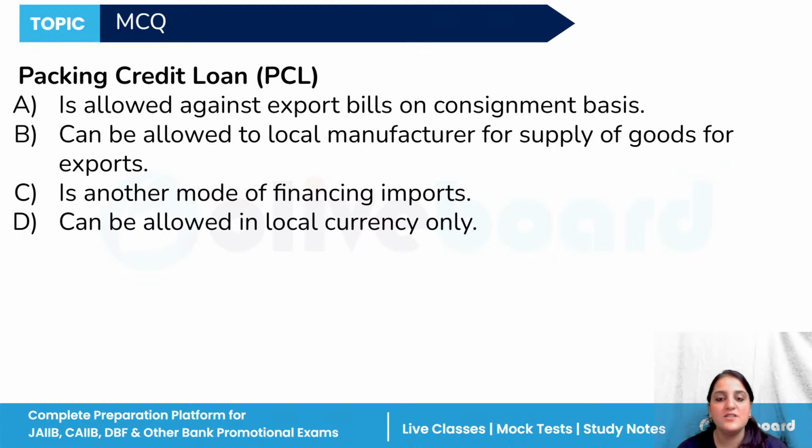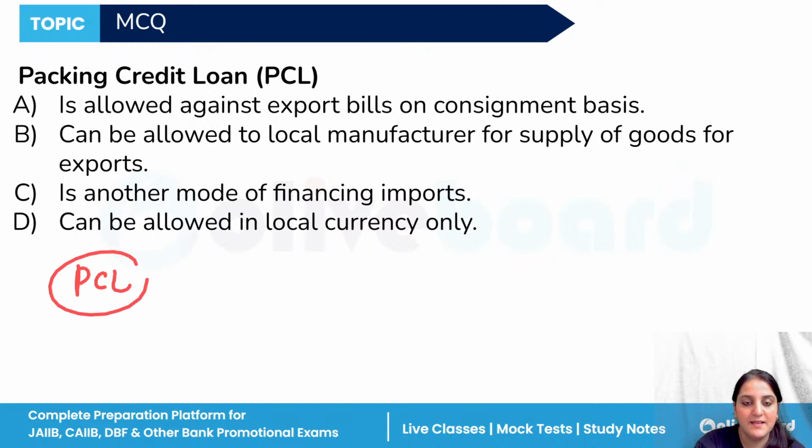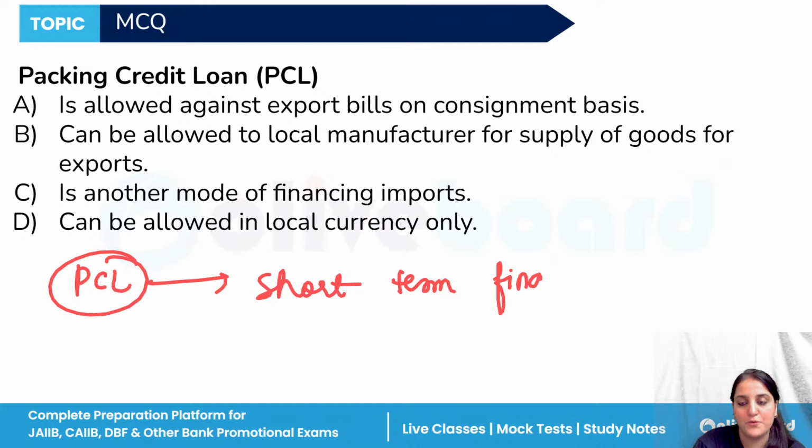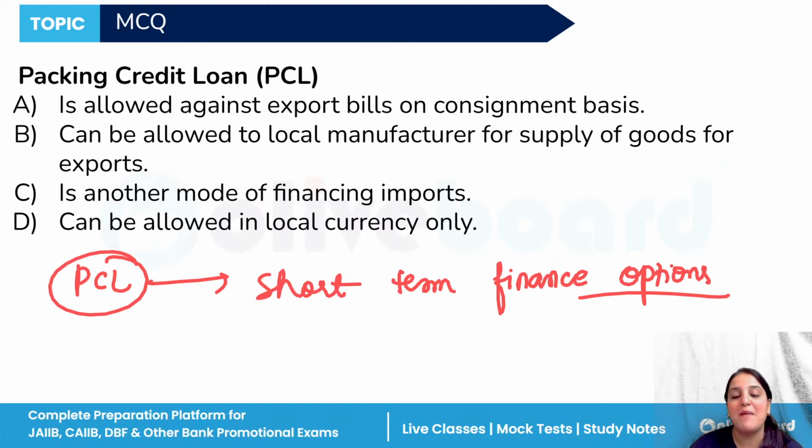Next, moving to the next, that is PCL, packing credit loan. What is packing credit loan? Basically, we talk about the PCL is a short term finance option which is basically provided to the exporters so they can meet their working capital needs for producing and packing goods meant for export. These are typically linked to the export activities. They can indeed be provided to local manufacturers supplying goods for export.